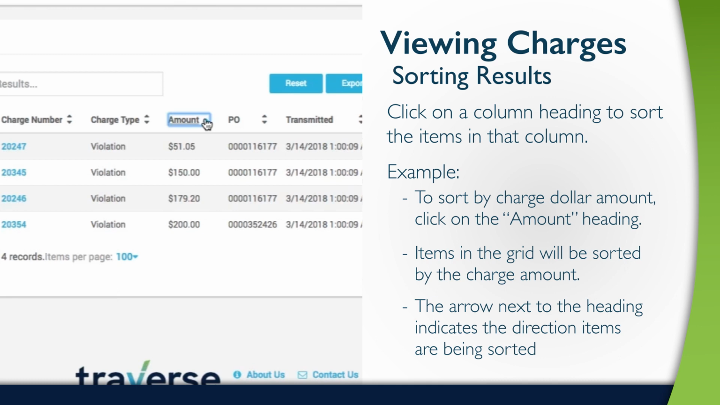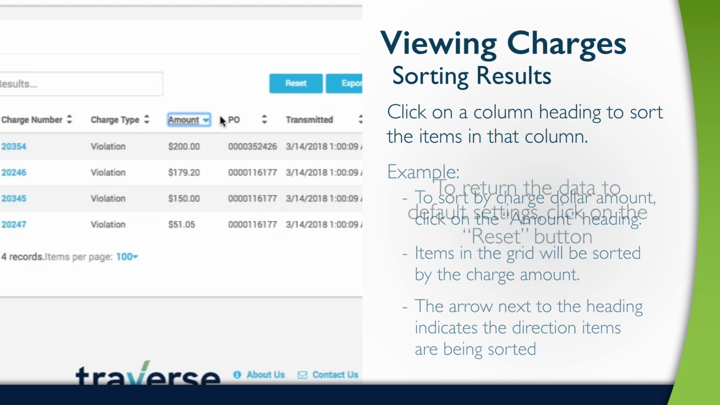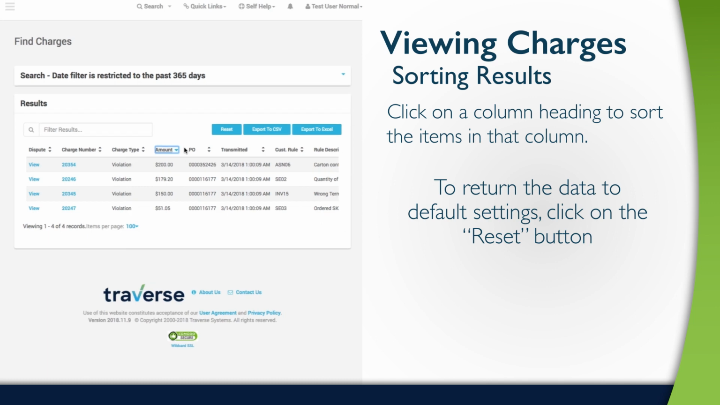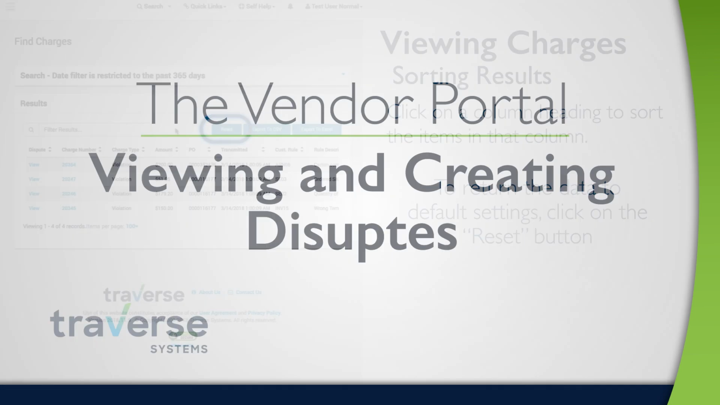Note the arrow in the Amount column is pointing up to indicate that the charge dollar is sorted numerically from low to high. To change the direction of the sort, click on the Amount column again. The portal will sort the data in the reverse direction, or high to low. To return the data in the results grid to the default settings, click on the Reset button in the upper right-hand corner of the results grid.